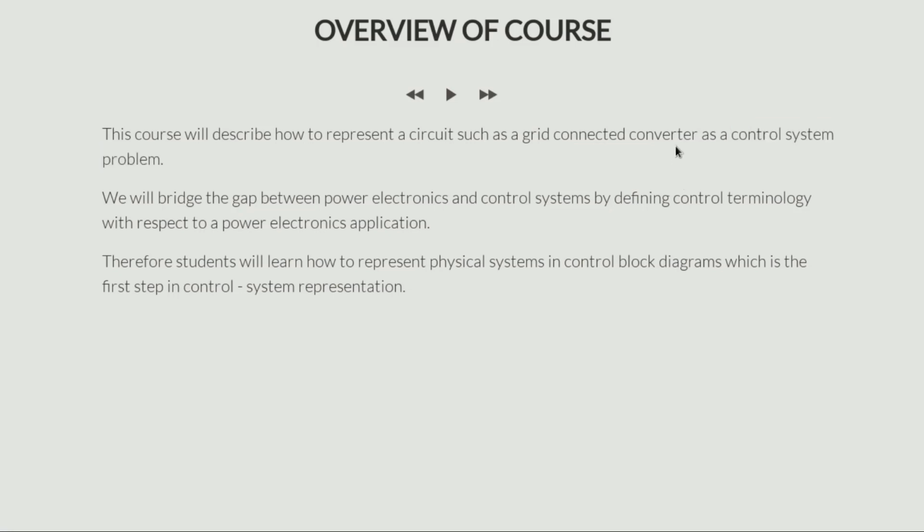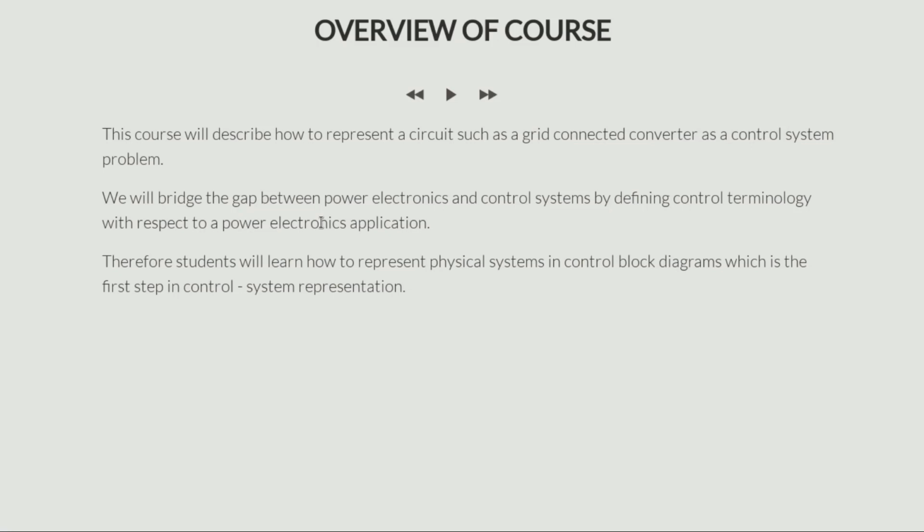We know how it is when you talk about it in electrical engineering, but how do you translate it to a control system problem? That is how we will begin. We will bridge this gap between power electronics and control systems by defining every control terminology in the domain of power electronics. So I'll be taking this example of a grid connected converter and I'll be talking about every aspect of the control system in this particular application.